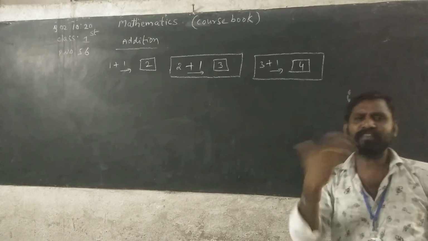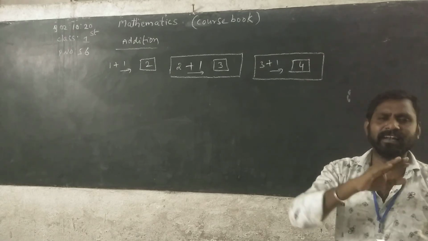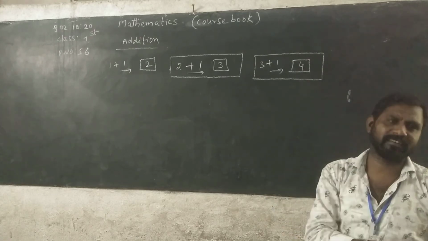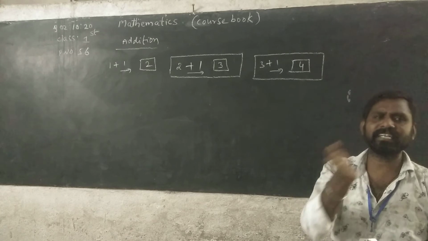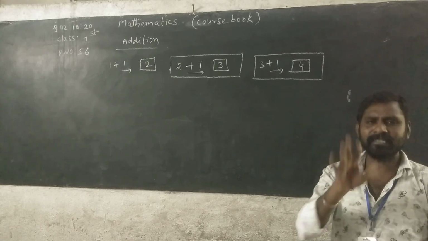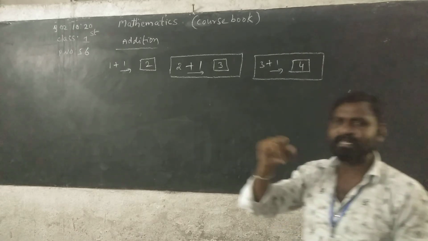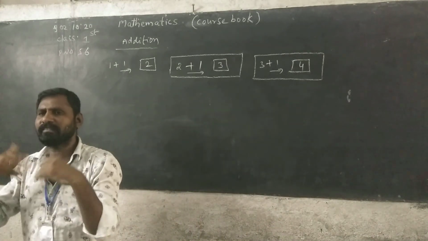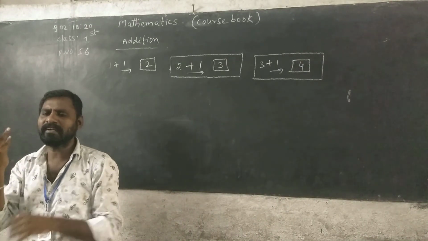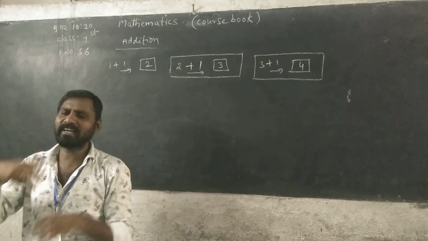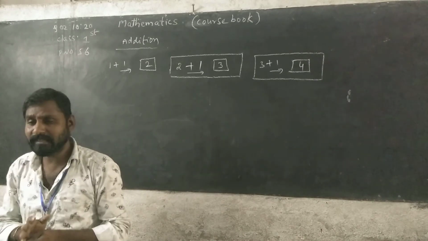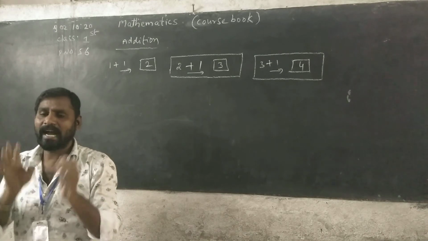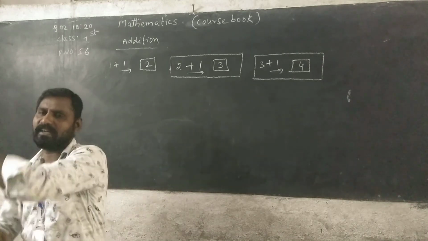1 added to 5, you get 6. 1 added to 6, you get 7. 1 added to 7, you get 8. Here 2 plus 1 is 3, 3 plus 1 is 4, 4 plus 1 is 5, 5 plus 1 is 6, 6 plus 1 is 7, 7 plus 1 is 8, 8 plus 1 is 9, 9 plus 1 is 10, 10 plus 1 is 11, 11 plus 1 is 12. See, when 1 is added to any number, you get the next number.